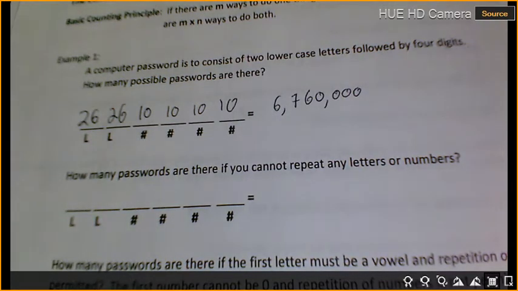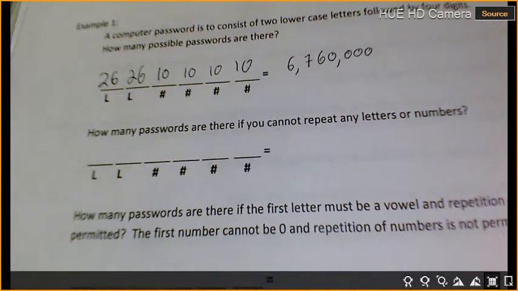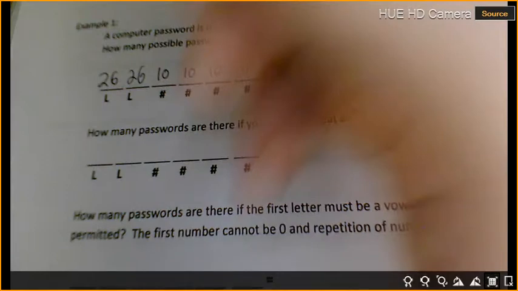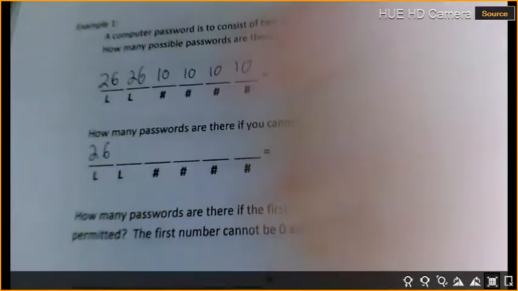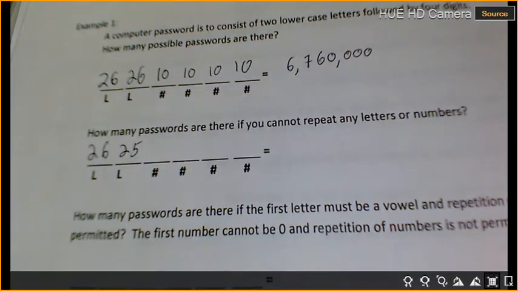All right. Now, let's read this next one. It says, how many passwords are there if you cannot repeat any letters or numbers? So the first one's 26, but what's the next one? 25, right? Because you used one letter and you can't repeat it. So you can't have M and M. Then you go 10. Why didn't we do that on the top? Because the top ones didn't say that. It can repeat.